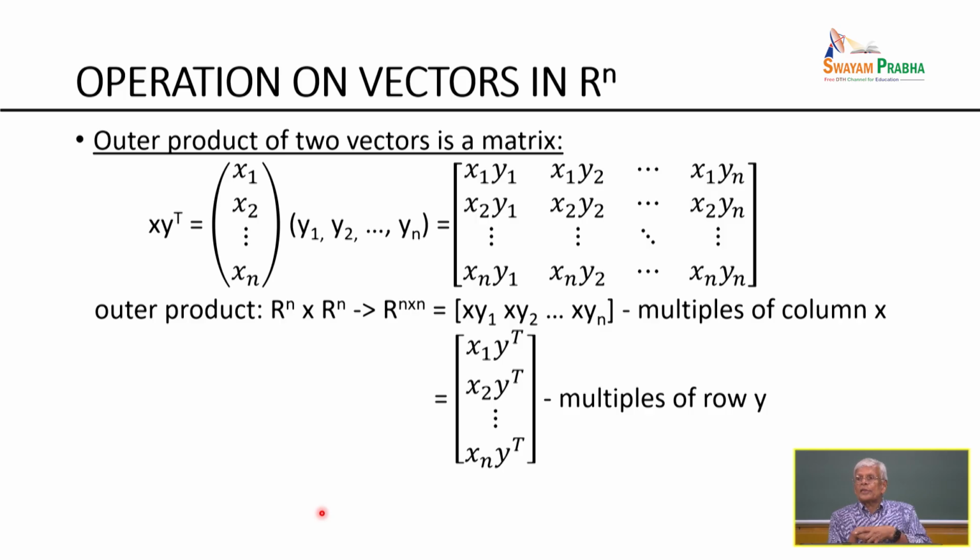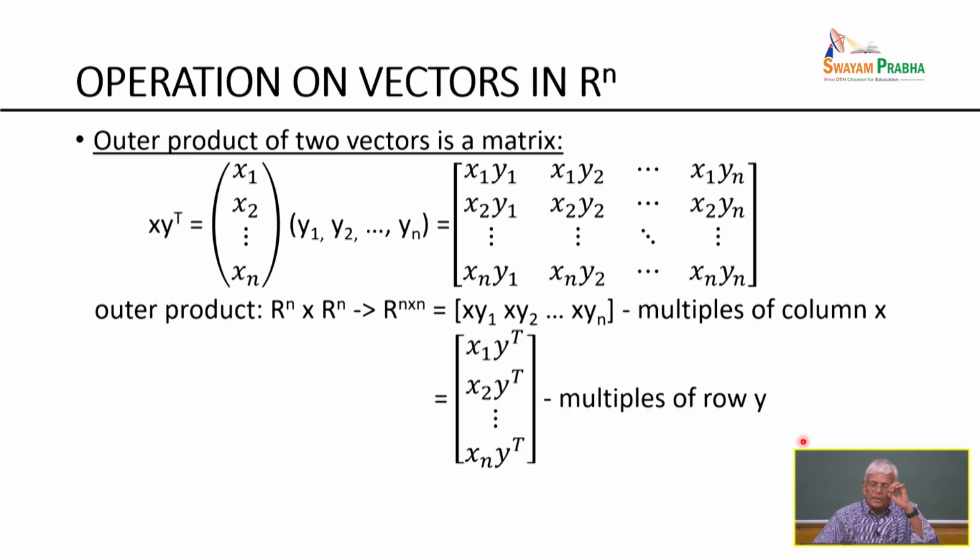Now I am going to introduce another operation called outer product. What is an outer product? Inner product is x transpose y. Outer product is x y transpose. x is a column vector, y transpose a row vector. So you can see a column multiplied by a row, and what do I get? I get x1 times y1, x1 times y2, x1 times yn, x2 times y1, x2 times y2, x2 times yn, and so on down to xn times yn. Are you with me, please? I am going to create a matrix out of two vectors. This is called the outer product matrix.